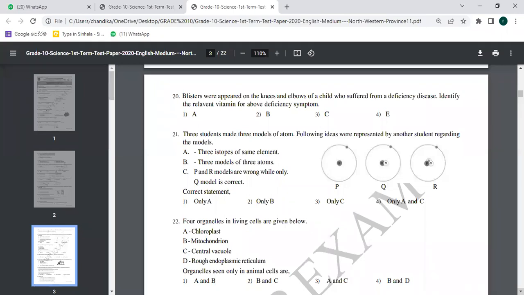Blisters were appeared. We don't say blisters were appeared. We say blisters appeared. Blisters appeared on the knees and elbows of a child who suffered from a deficiency disease. Identify the relevant vitamin for the above deficiency symptom. What is the answer? First one. First one, right? Appeared on the knees and elbows. You know the singular word for that? I mean that blisters like thing.